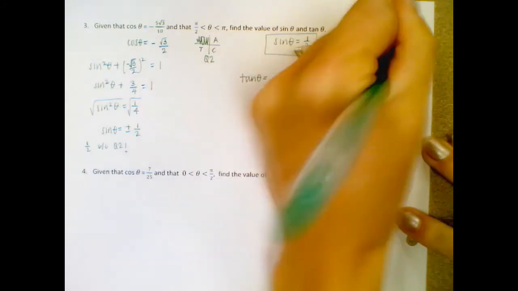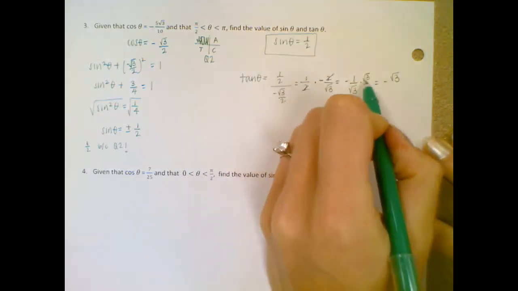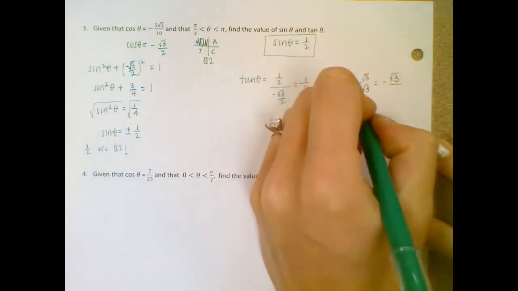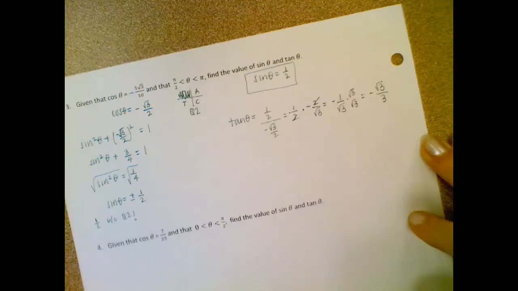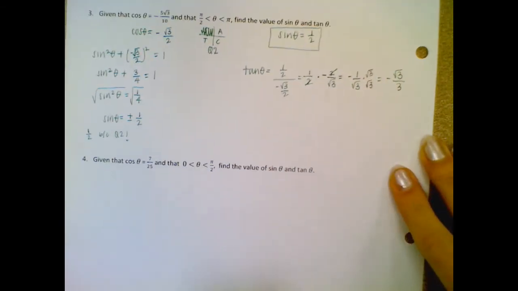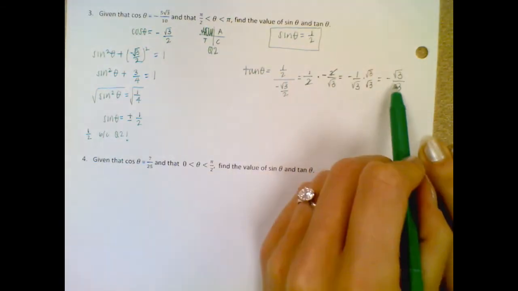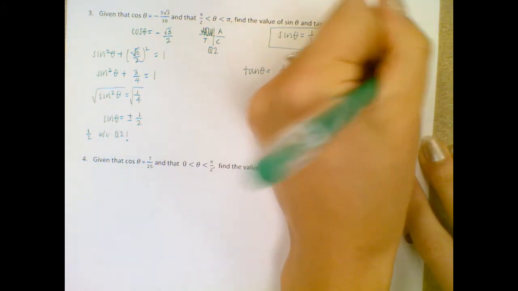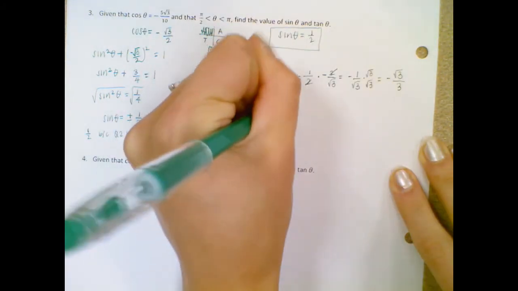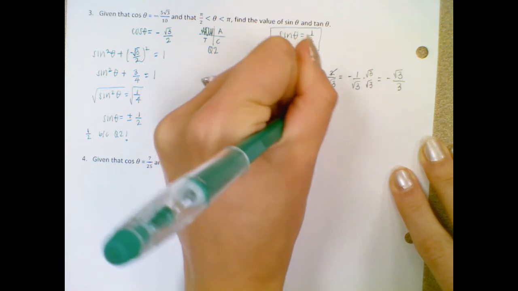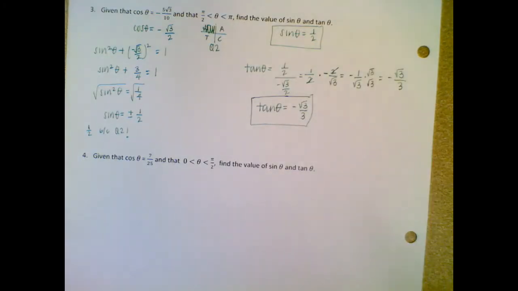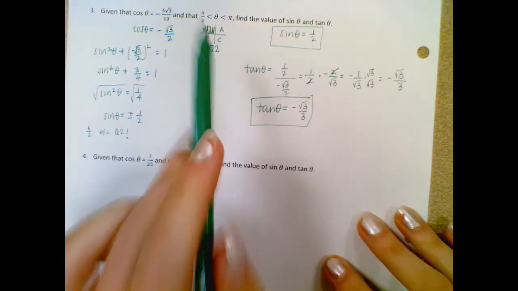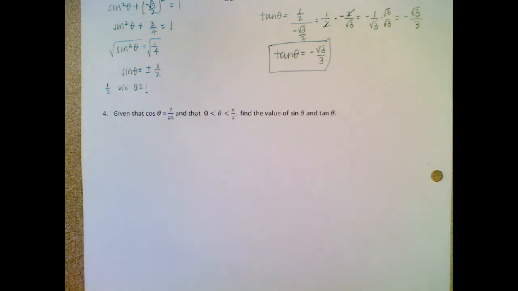So I get negative square root of 3, 1 times square root of 3, square root of 3, over square root of 3 times square root of 3 is the square root of 9, which is 3. And remember, you cannot simplify these 3's because this 3 is not under a radical, so you cannot divide those. So tangent of theta is negative square root of 3 over 3. And that should make sense because in quadrant 2, tangent is negative. So we did good.